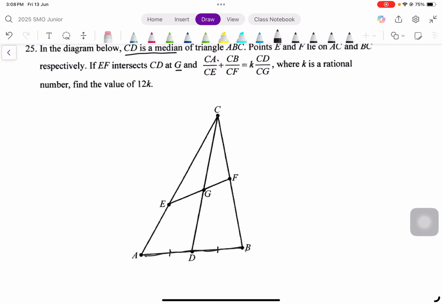and CA over CE plus CB over CF is equal to K times CD over CG, where K is a rational number. Find the value of 12K. Actually, in this question, they didn't mention the ratio, right?